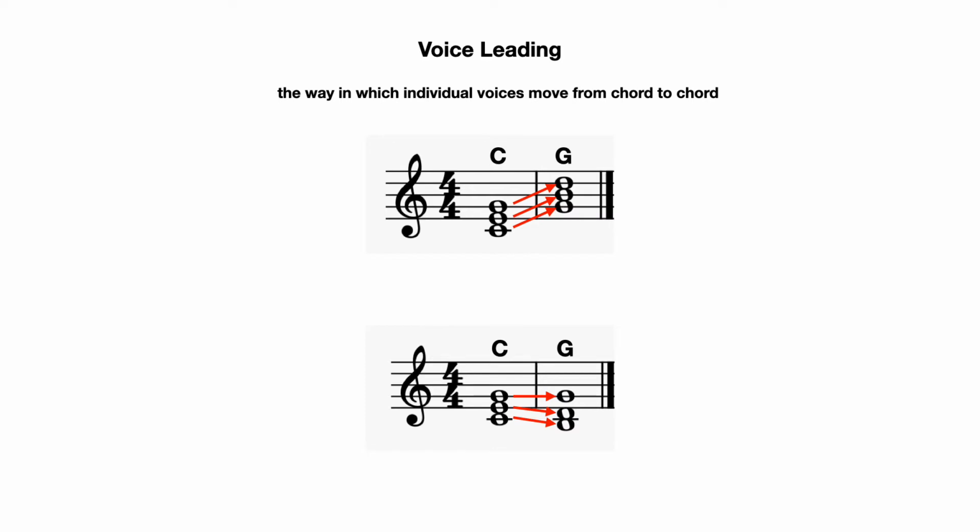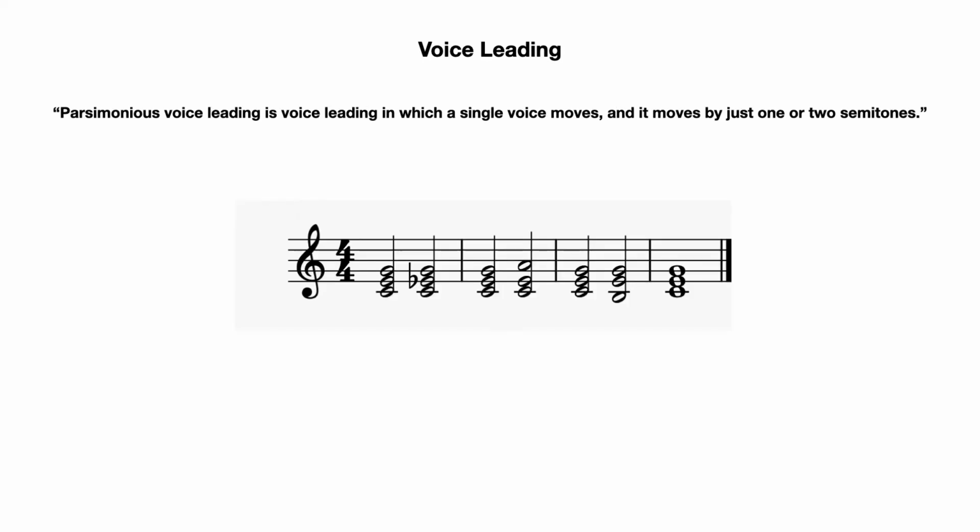Now, what I want to talk about is a specific kind of voice leading that's going to help us understand what I call level 1 transformations. And that's called parsimonious voice leading, which is voice leading in which a single voice moves, and it moves by just 1 or 2 semitones. So in this case, we could start on C, and then we could move the E down to E flat. We could start with a C major chord, and the singer singing G could move up to A, and this would go from the chord of C major to A minor.